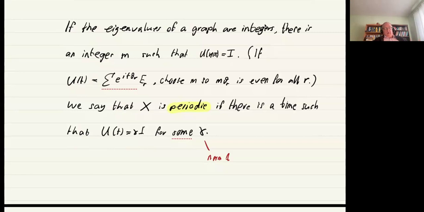We'll say the graph is periodic if there's a time tau such that U(tau) is equal to gamma times I for some gamma. Now, this looks a bit more general than that, but we'll see, in fact, it's not really. The point about the gamma, though, is U(t) is a unitary matrix. Now, I is unitary, and gamma times I is unitary if and only if gamma has norm 1. So gamma must be a complex number of norm 1.